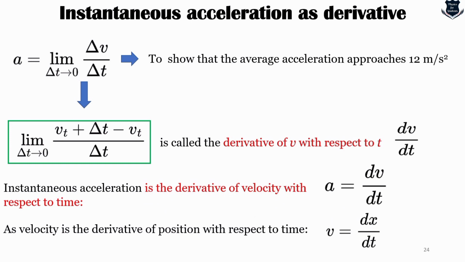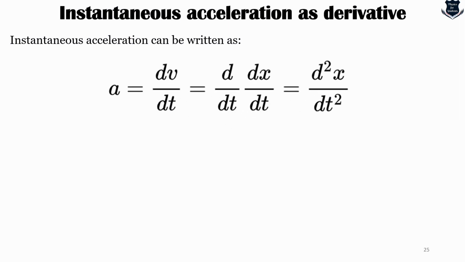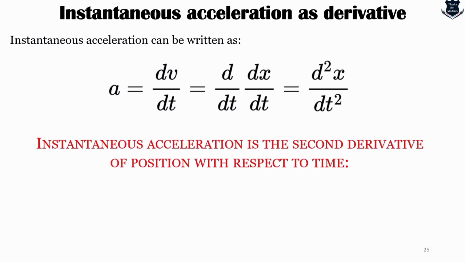We also know that as velocity is the derivative of position with respect to time, we can write it as v equal to dx upon dt. Second, instantaneous acceleration can be written as this, right? If you write it in the full form, instantaneous acceleration is the second derivative of position with respect to time, and then we come to the final formula, simplifying the above one, a equal to d square x upon dt square.